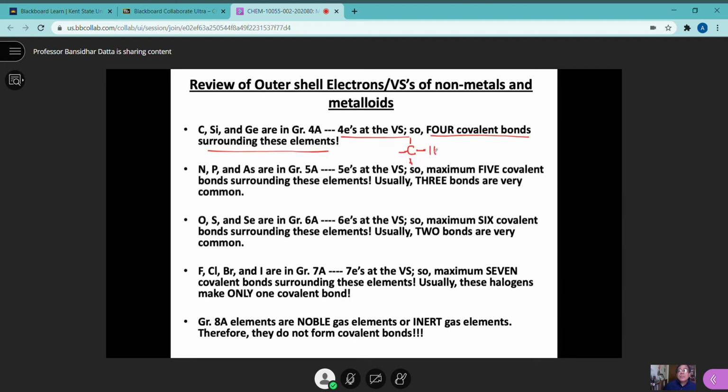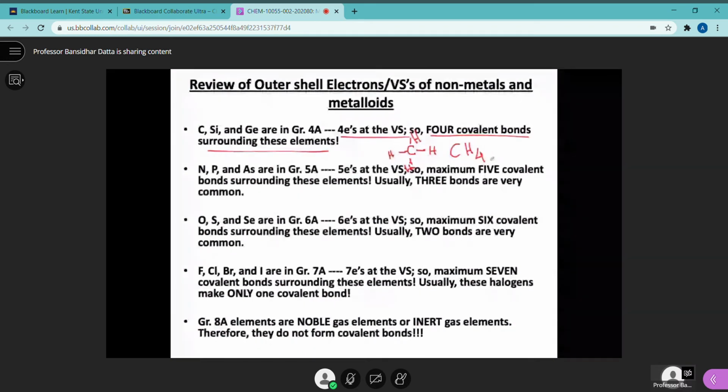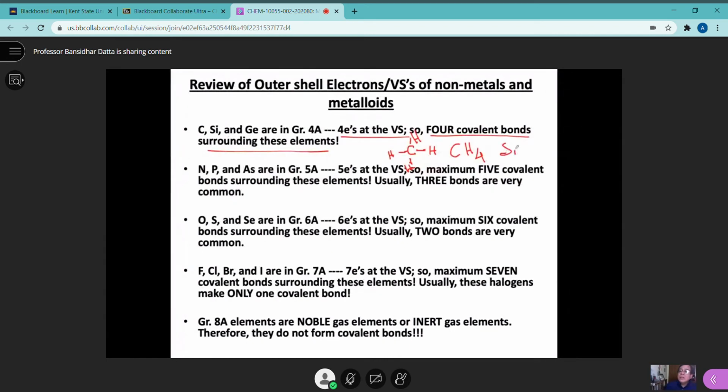Let's say hydrogen. Hydrogen has 1 electron. You can put a hydrogen on the top, and hydrogen on the other positions too. So that's methane, CH4. The molecule is CH4, which is called methane. It's a molecular compound formed by sharing a pair of electrons. Silicon will do the same thing. You can also have SiH4, silicon tetrahydride, just as methane is carbon tetrahydride. Germanium will do the same thing. Silicon and germanium are metalloids, and hydrogen is a nonmetal. It could be both, right?